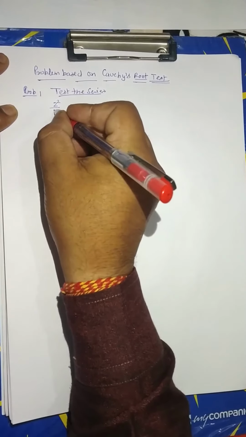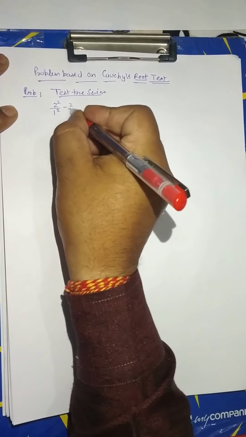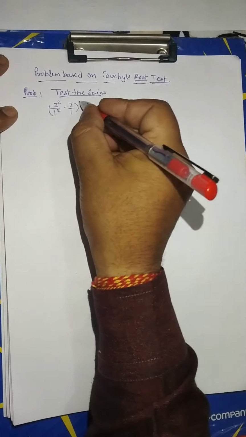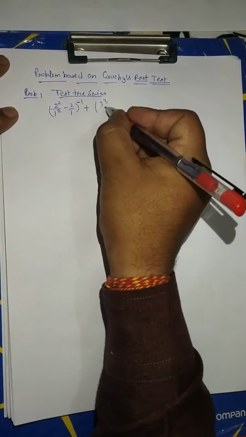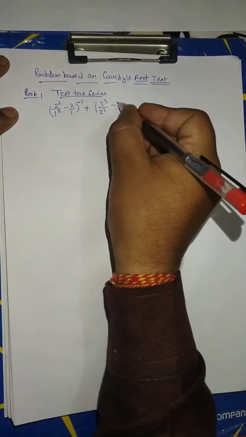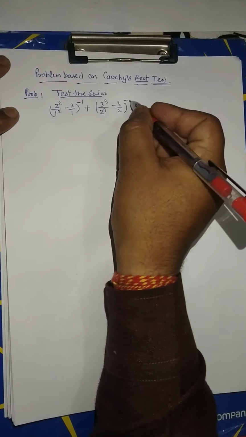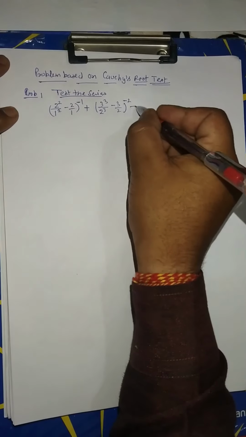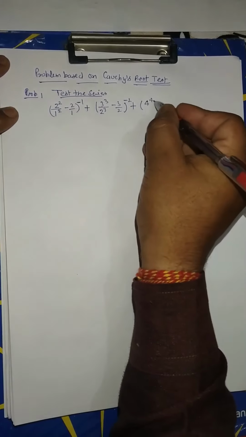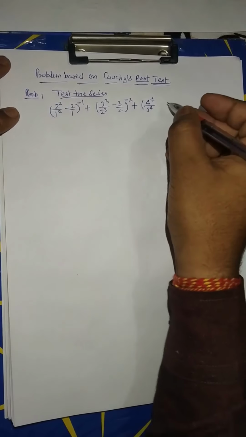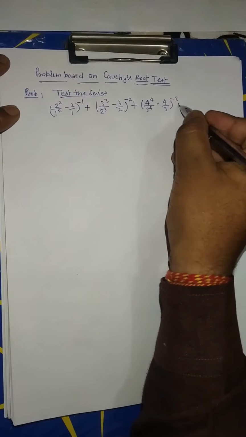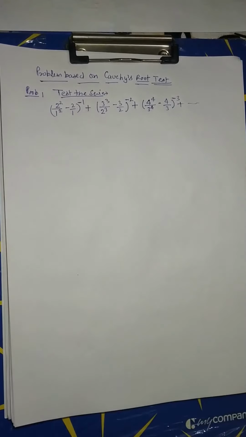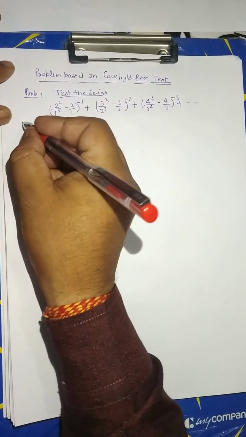2 to the power 2 upon 1 to the power 2 minus 2 upon 1 whole power minus 1, plus 3 to the power 3 upon 2 power 3 minus 3 upon 2 whole power minus 2, plus 4 power 4 upon 3 power 4 minus 4 by 3 whole power minus 3, plus up to infinity. Now to test the series, this series is convergent or divergent.